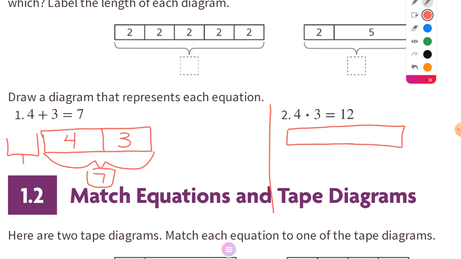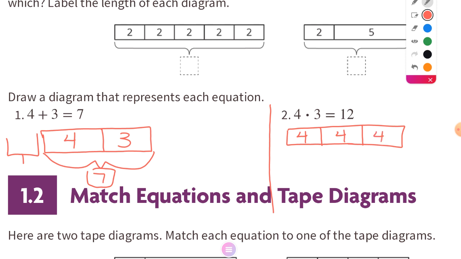Who thinks they know how I can model that, Brady? I'll split it into 3 pieces. Okay, so he's saying split it into 3 pieces. And try and make them the same size. Again, if they're not perfect, it's fine. What is the value of each of those pieces? 4. Okay, so we could put that.